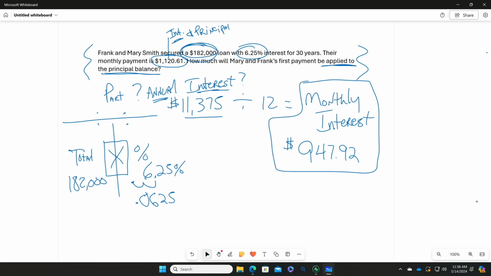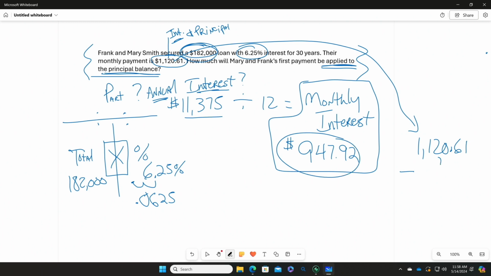And remember, that's monthly interest. But we want to know how much was applied to the principal balance. So all we need to do is take this $1,120.61 and subtract the interest, which is $947.92. So I'm going to double check my math. 11,375 divided by 12 gives me 947.92.